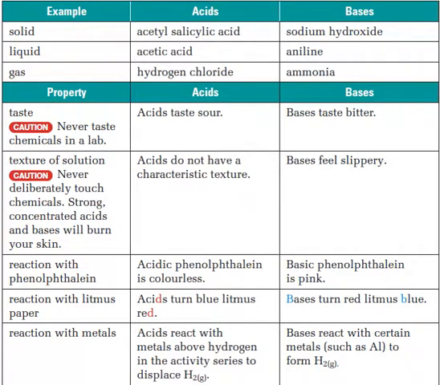In this video I want to talk about the examples and common properties of acids and bases. As you see here, acids and bases can be in the form of solids, liquids, and gases. For acid we can have a solid, acetylsalicylic acid, and the base can be sodium hydroxide or NaOH. Liquid: acetic acid, and from the base side we have aniline. Gas: hydrogen chloride, and the base is going to be ammonia.